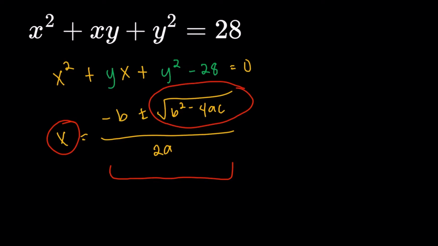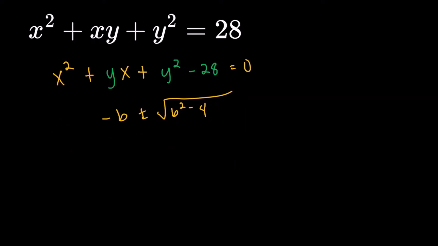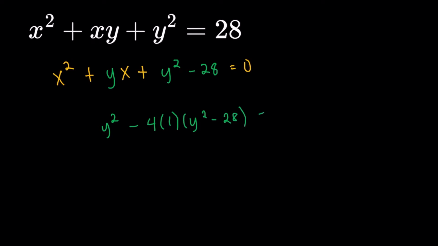So we can try to use the discriminant, and we have to get that the discriminant must be a perfect square. Otherwise, the value of x here will not be rational. So we have to check for the discriminant being a perfect square, or a square of a rational number. So let's try to get the discriminant first of this quadratic equation. It's going to be y squared minus 4ac, so y squared minus 4 times 1 times y squared minus 28. And this should give us a perfect square, so let's just say it's equal to k squared.